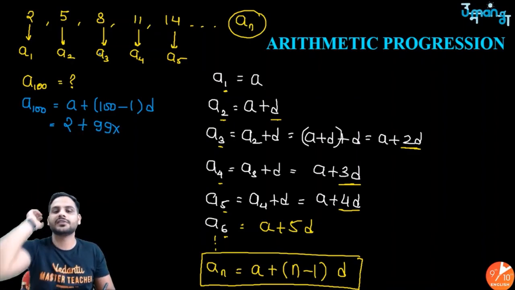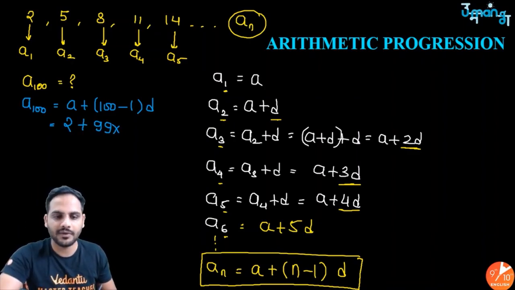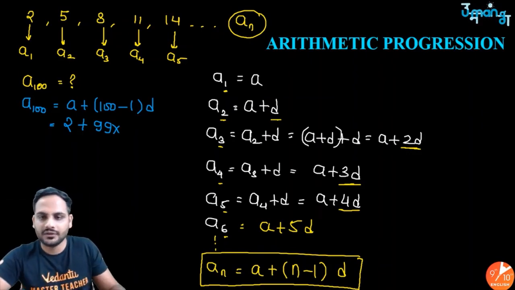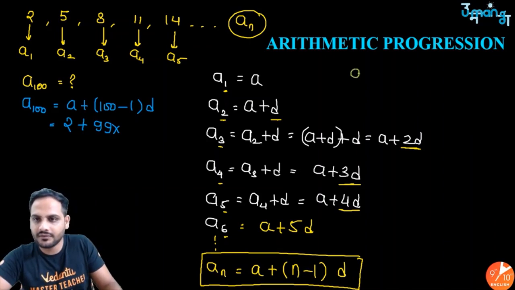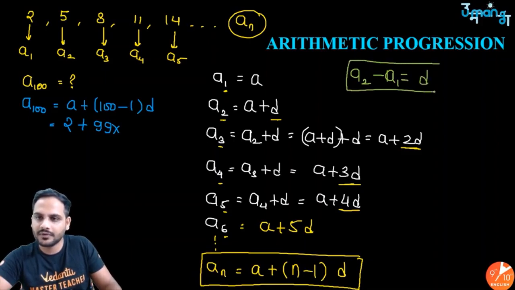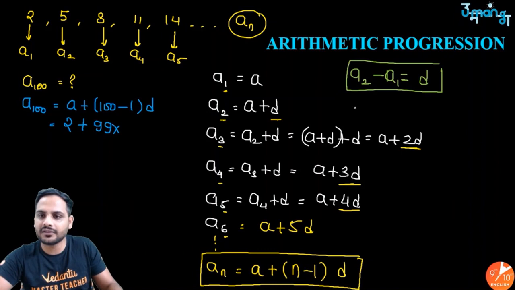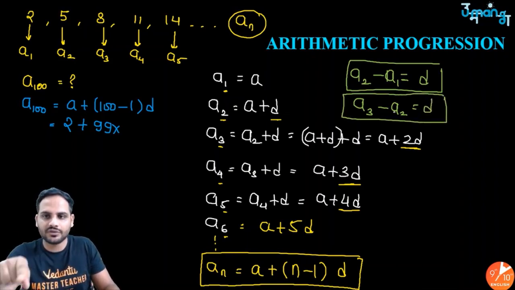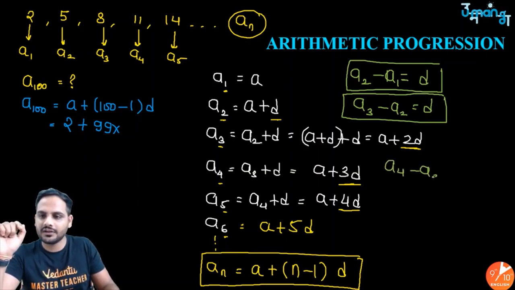Now look, we need to understand how we get the common difference. The common difference is added in every next term. So if I subtract a2 minus a1, that is a plus d minus a, my answer is the common difference. Or if I subtract a3 minus a2, that is a plus 2d minus a minus d, so again my answer is the common difference, because the third term is d more than the second term, which is d more than the first term. a4 minus a3 will again give me d.